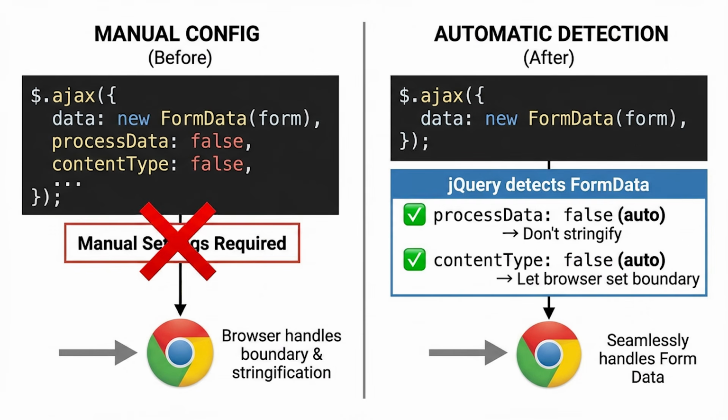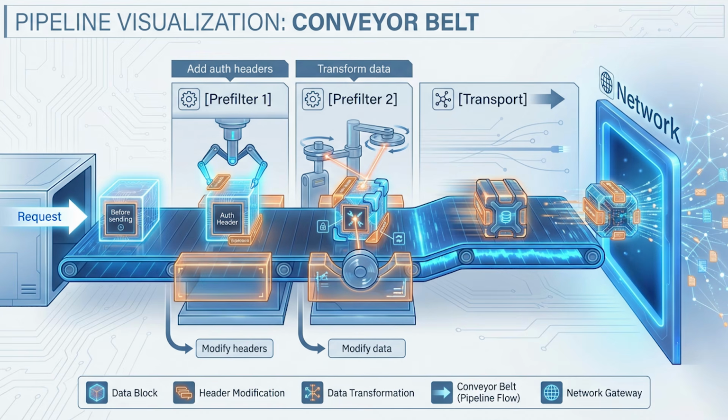Modern jQuery also handles binary data intelligently. When you send FormData, jQuery automatically disables processData so it doesn't try to stringify it, and sets contentType to false, letting the browser set the proper multipart boundary. All this happens in prefilters, functions that process requests before they are sent.